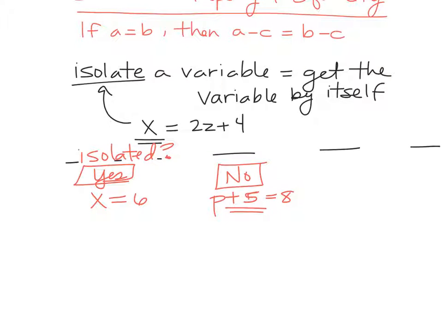What if I said 3m equals 7? Has your variable been isolated? No, right? Because there's a 3 in front of that m. So this would be, sorry, I just flip-flopped how I was writing them. That would be no also, okay? So we want the variable to be by itself.